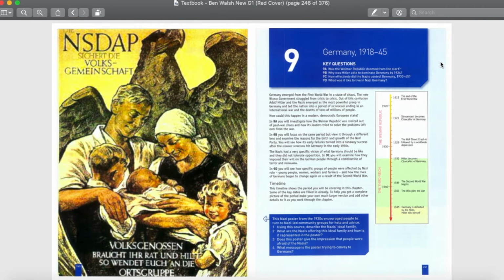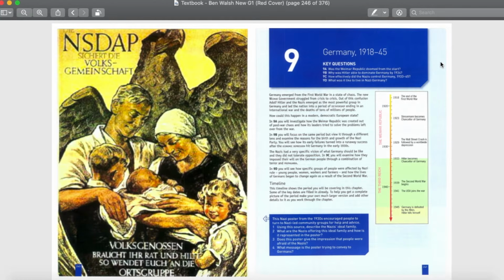As the most recognized resource for IGCSE history is the Ben Walsh book, I'll start there. If you go to the back of the book, past the core content, you'll see some depth study pages here. And this is the first page of the Germany 1918 to 1945 depth study.